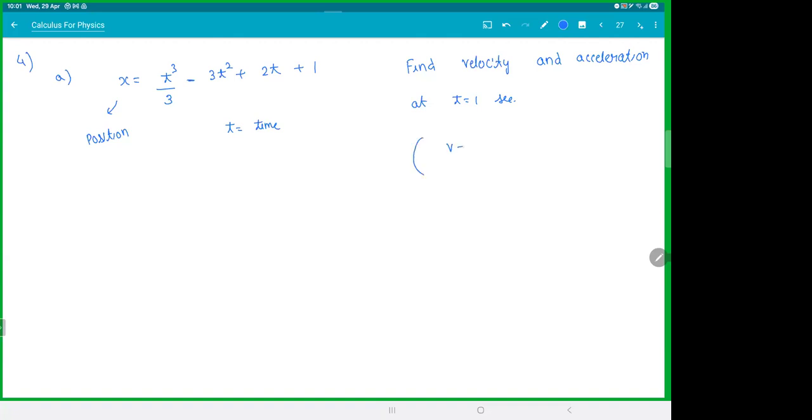Again, remember what is v? v is dx by dt. So differentiate once and then put t is equal to 1. What is a? dv by dt. So you have to differentiate whatever you got again. Take a minute. I'll show you this again.